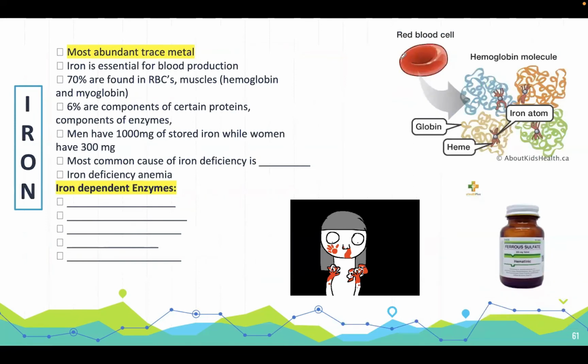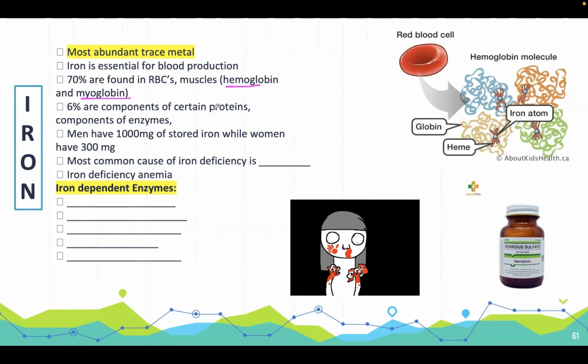Okay, next mineral is what we call iron. It is the most abundant trace metal. Iron is essential for blood production. So 70% is found in your RBCs and muscles, in the form of hemoglobin and myoglobin. These are our proteins. So 70% is found in your RBC and muscles, while only 6% is in proteins, components of enzymes, and others.